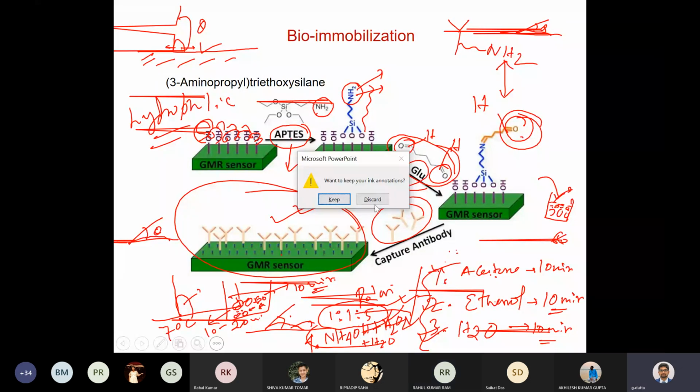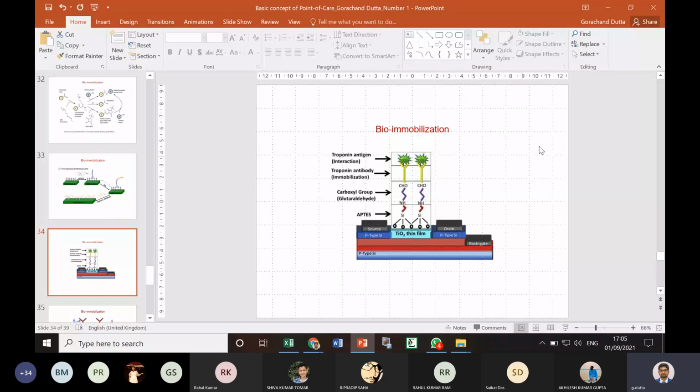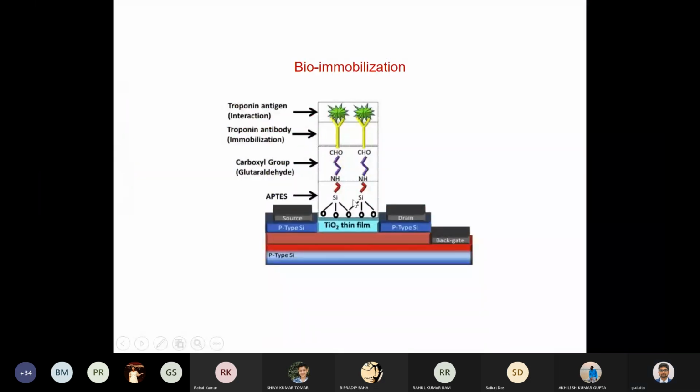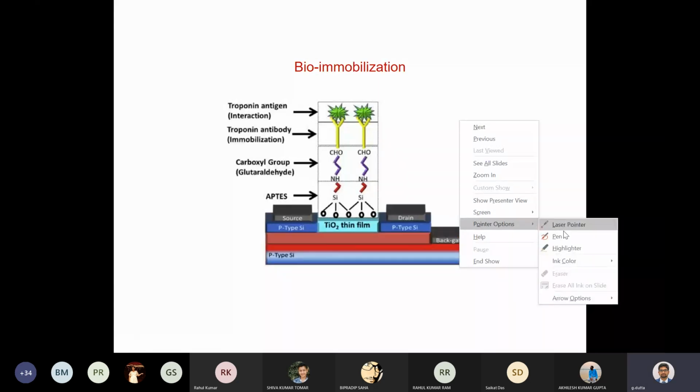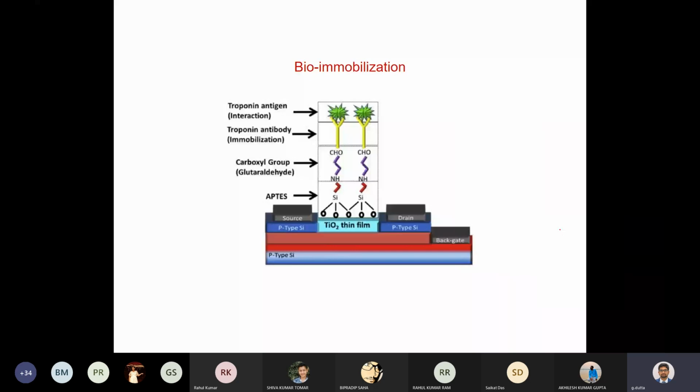Okay, so this is one bioimmobilization method. Now come to the final. See, this is the final chip. You can see here. So just don't think about this drain part, just leave it. You can remember it later. So this is your transducer, right? On this transducer, you add APTS.